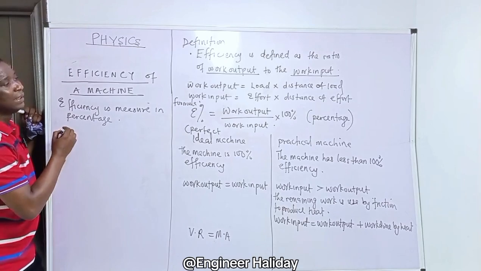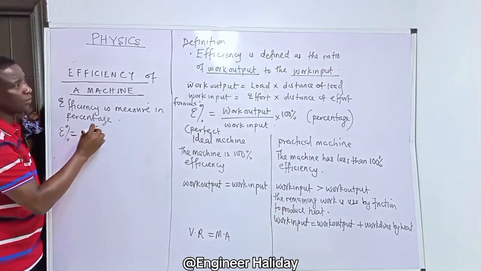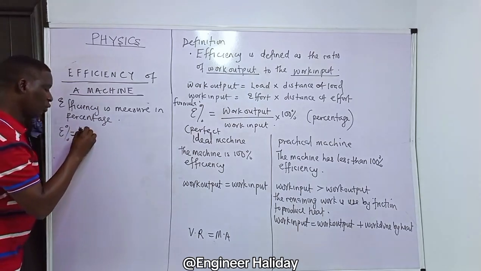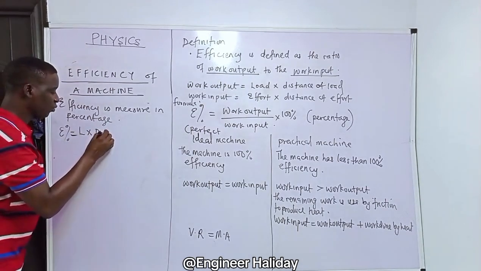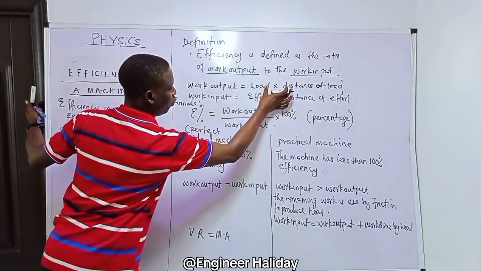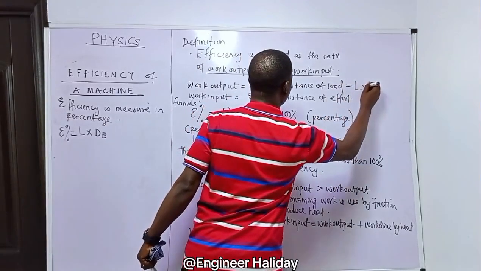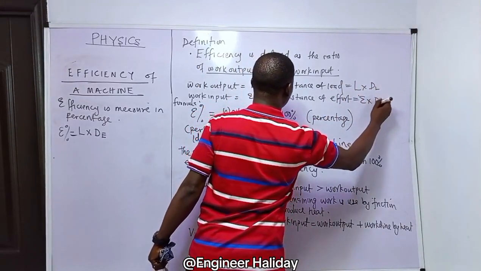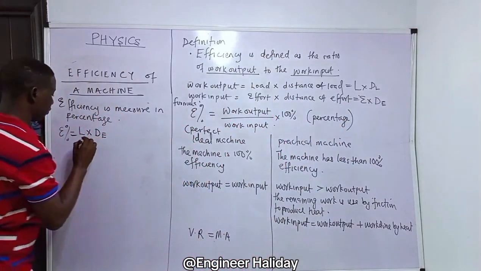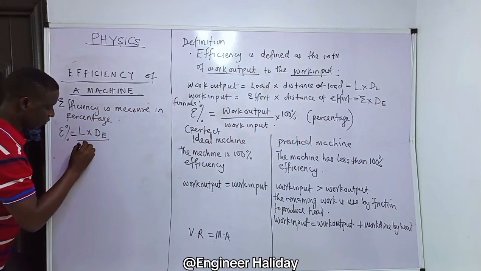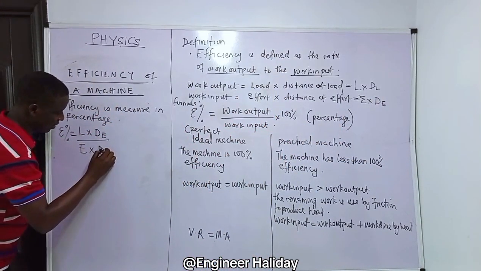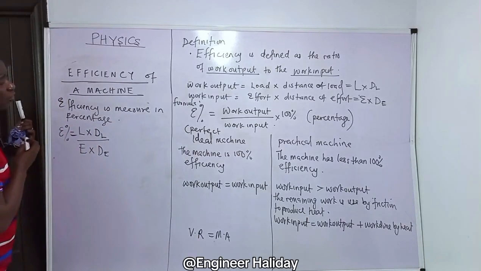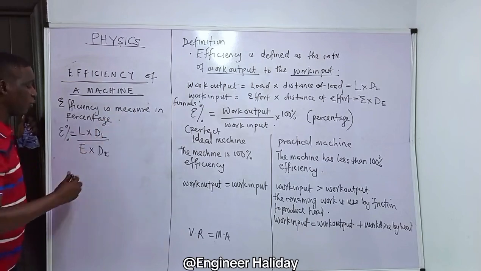Look at the board. Let me say efficiency equals, let's substitute these two formulas there. We are going to have load times distance moved by load, over effort times distance moved by effort. Then we put it here: effort times distance moved by effort, and load times distance moved by load. Now let us multiply by 100, or leave that one first.